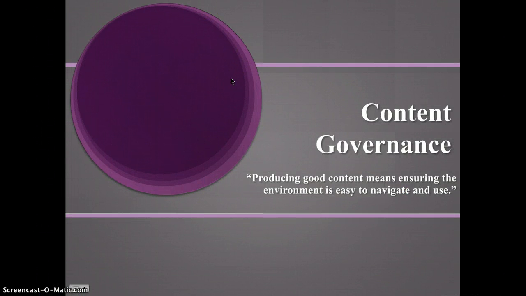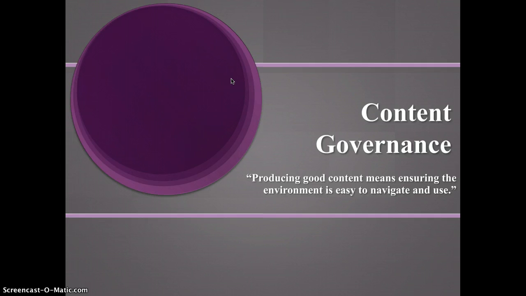Content governance. Producing good content means ensuring the environment is easy to navigate and use. And we've been looking at easy navigation and usability throughout the semester when dealing with college websites. We have been trying to figure out which websites have the best usability, the best and easiest navigation, and the best and easiest functionality. Now, it's easy to produce content, but the question is, is the content easy to navigate and use? And I'm repeating myself, but navigation and usability are the major components of a website and of users' experiences.